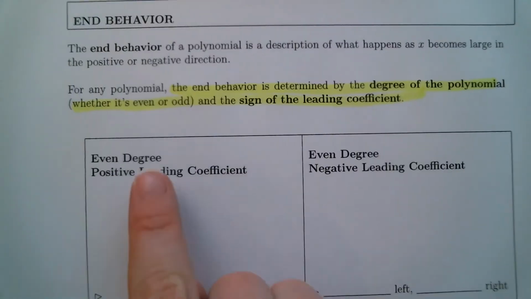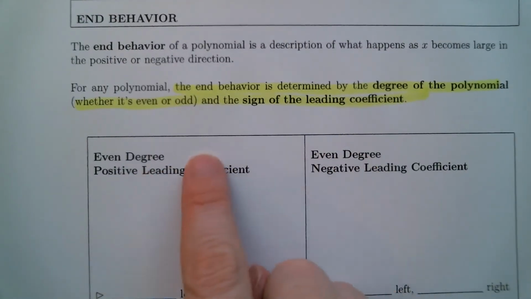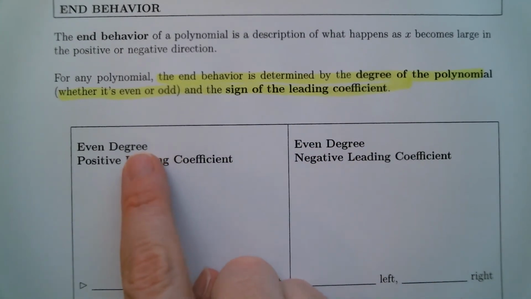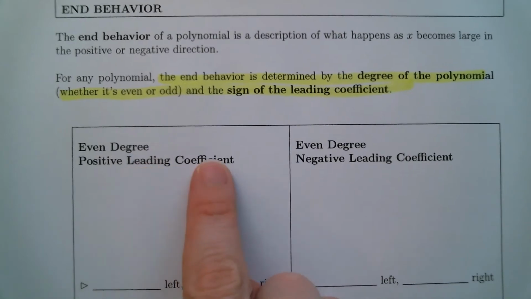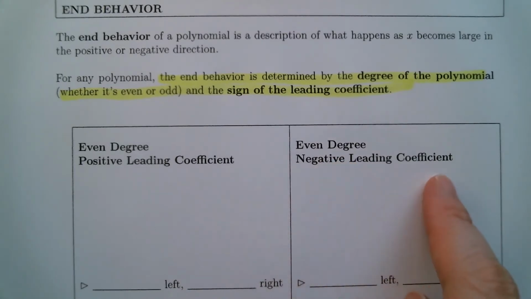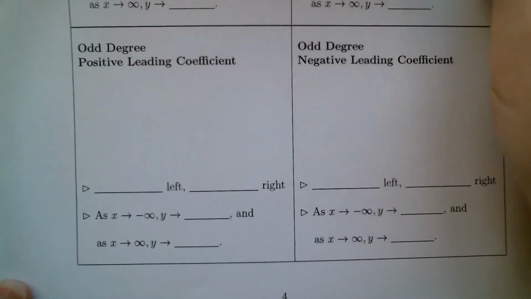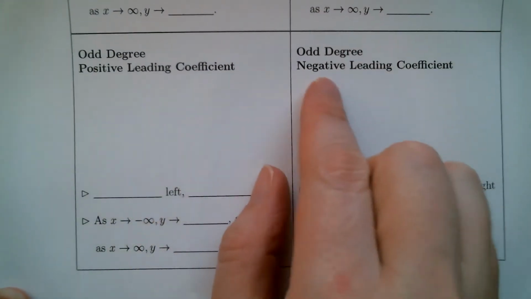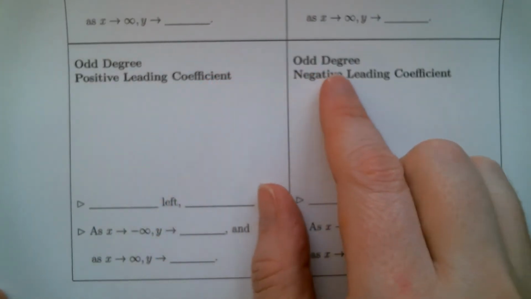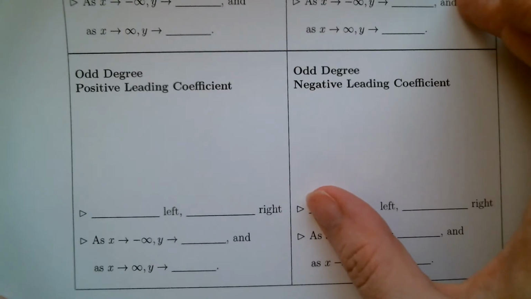First of all, if you have an even degree polynomial, what is going to happen? And then it's broken up. If you have an even degree and a positive leading coefficient, what is its end behavior going to be like? And then what happens if you have an even degree polynomial with a negative leading coefficient? What's its end behavior going to look like? And then in the bottom 2 boxes, you look at odd degree: odd degree with a positive leading coefficient, and odd degree with a negative leading coefficient.